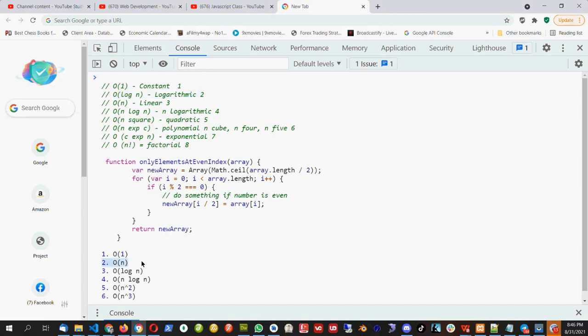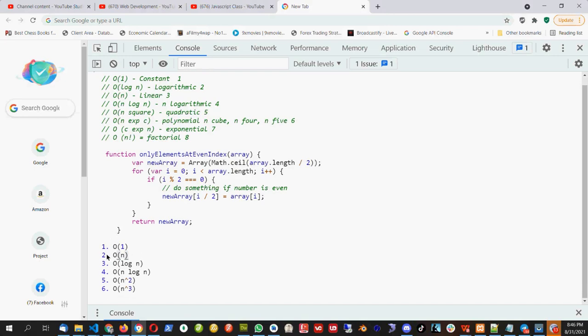The right answer for this is 2. Because no matter that we do something only for the even numbers, with this line we are looping through all the numbers. So we are going through array.length. That means we are going through n times. Because of this line, we are actually going through all the elements of the array, and that is the reason O of n is the right answer.